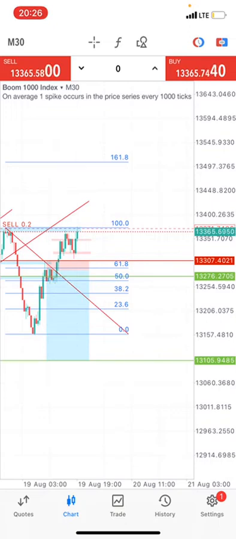So examples of synthetic indices pair, we have the boom and crash. We have the boom and crash pairs, which is the boom 1000, the boom 500, and boom 300. Then the crash pairs, we have crash 1000, crash 500, and crash 300. We also have other volatility indices pair, which is the volatility 75 indices. Many of them, volatility 10, volatility 25. We also have the volatility 1S pairs. So there are a lot of them. We have the jump index pairs, and we have the range. There are a lot of synthetic indices pairs as well.